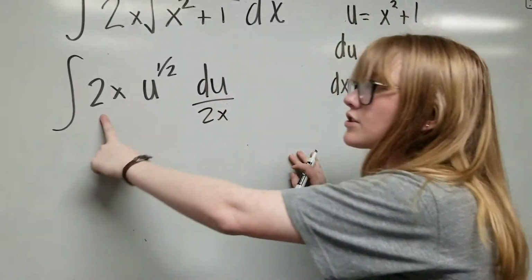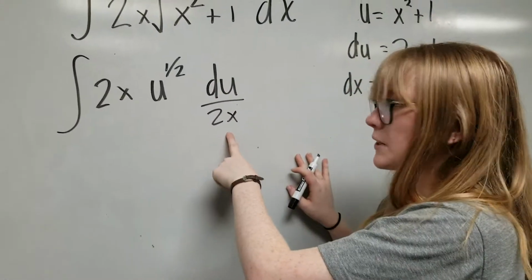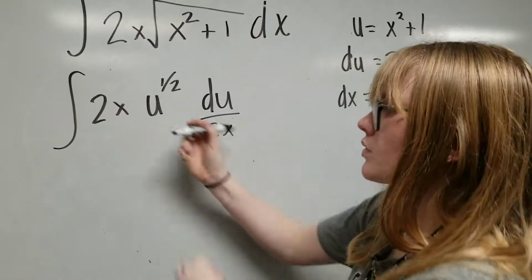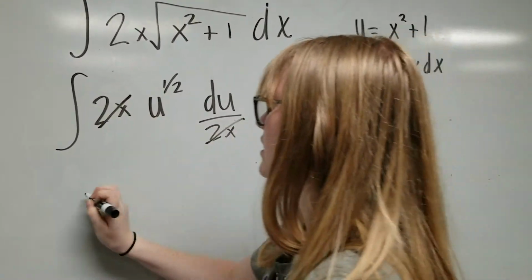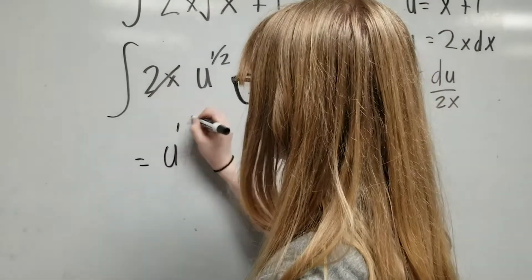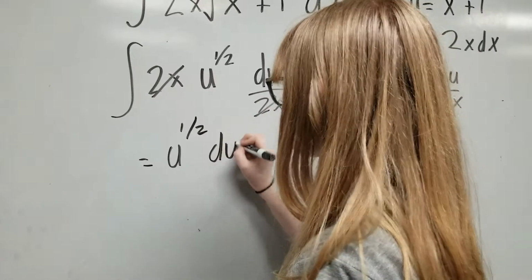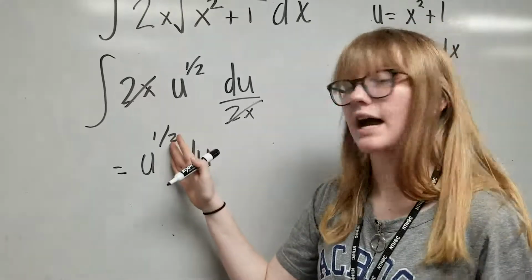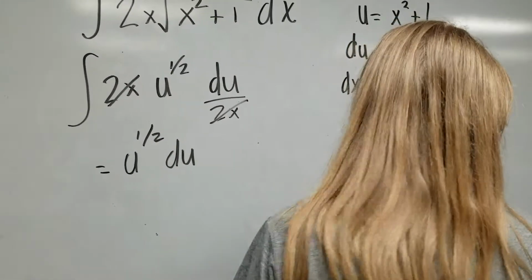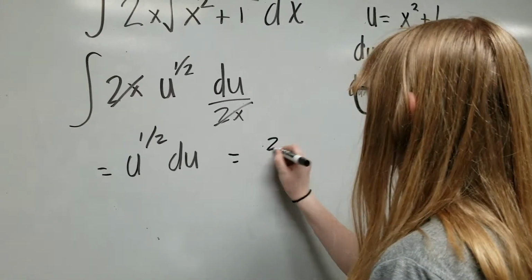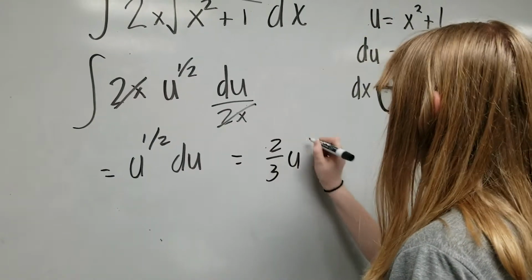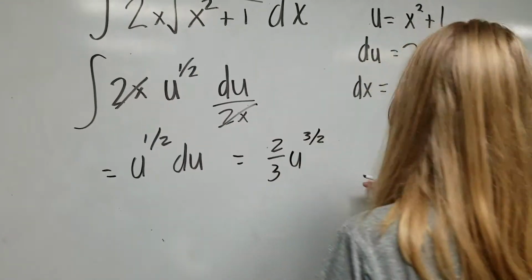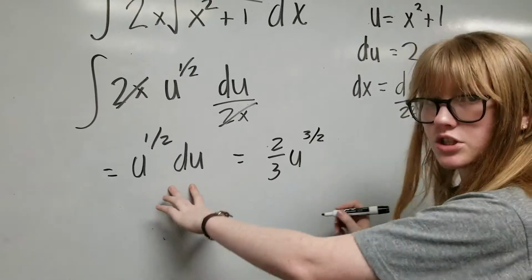As you can see, there's a 2x right here, and then there's a 2x on the bottom of this equation, and these are actually going to cancel out. So then you're going to have u to the power of 1/2 times du. Now you can take the antiderivative of this, so you're going to add 1 and then divide, and so it's going to end up being 2/3 u to the power of 3/2 plus c.